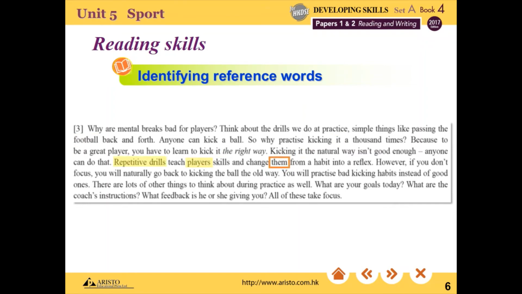The two plural nouns that are mentioned in this sentence are repetitive skills and players. So which one does the pronoun them refer to? Here, you can use extra information given at the end of the sentence, a habit into a reflex, to help you find out what the pronoun refers to. Since it is not talking about people, we can deduce that it is referring to repetitive skills instead of players.